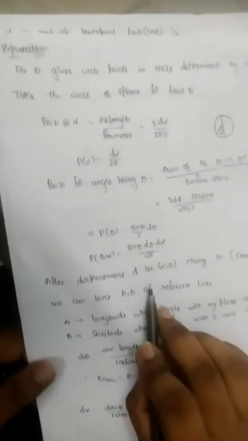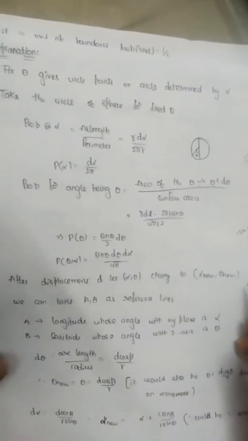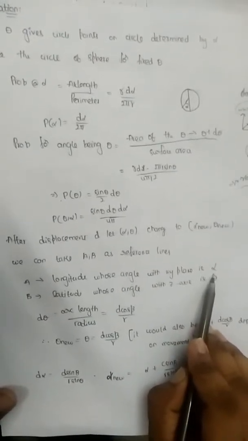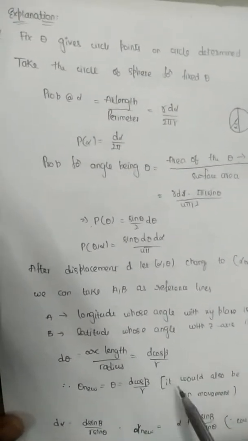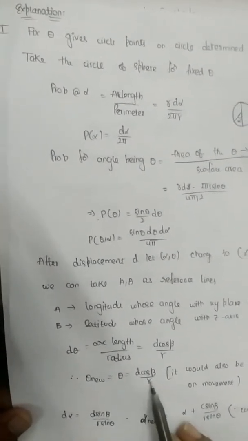After displacement d, let the alpha, theta change into alpha nu, theta nu. We can take A, B as reference lines, where A is the longitudinal angle with the xy plane, which is alpha, and the angle with the z axis is theta. D theta is equal to arc length by radius, d cos beta by r, and theta nu is equal to theta plus d cos beta by r.